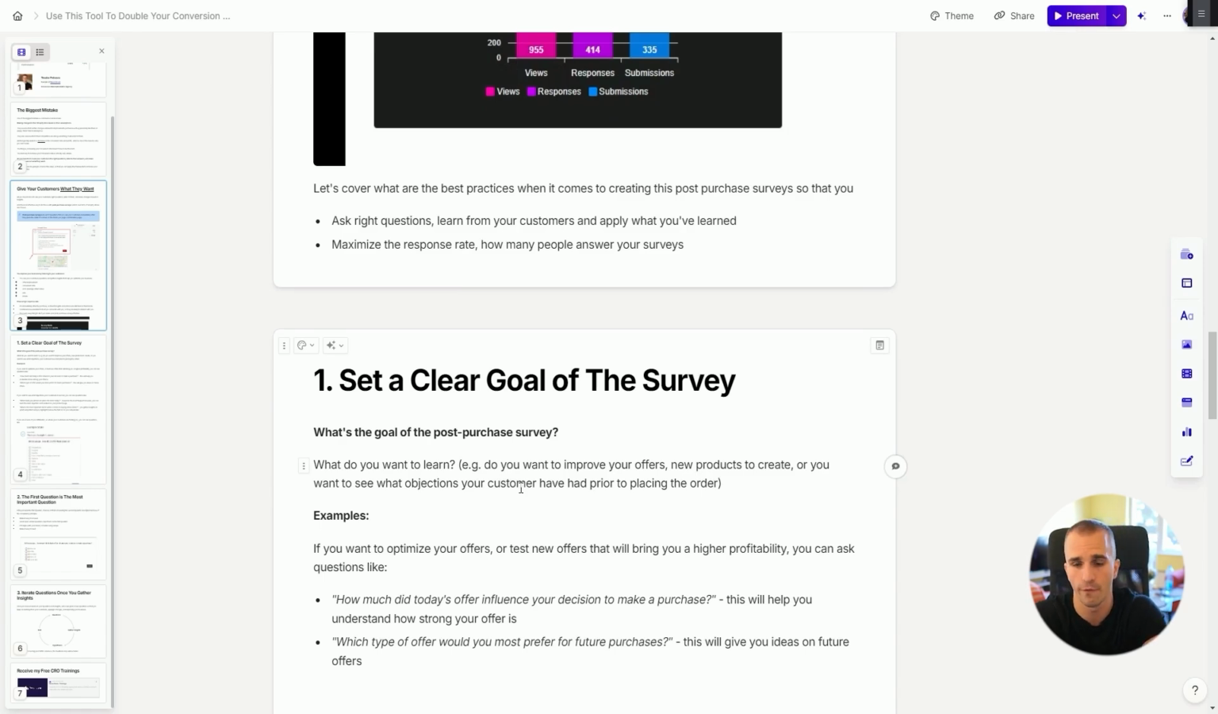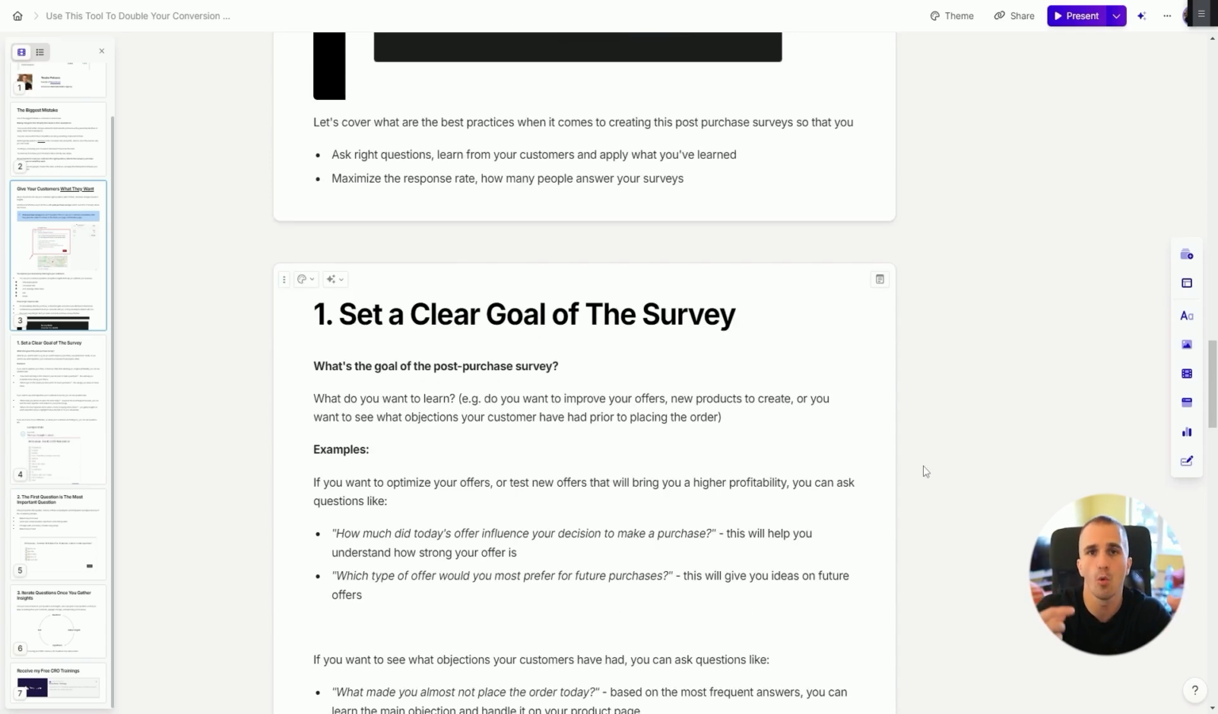Do you want to improve your offers? Do you want to improve your conversion rate? Do you want to launch new products? Do you want to see just your attribution and stuff? So you need to set a clear goal for what you want to learn, because based on that, you will set up what questions you want to ask here.